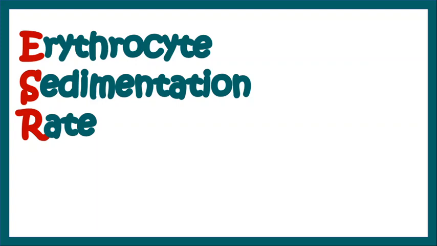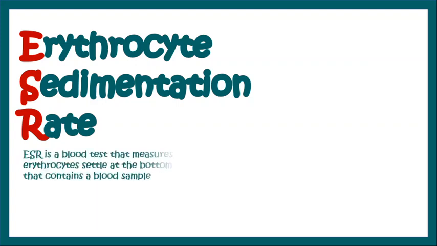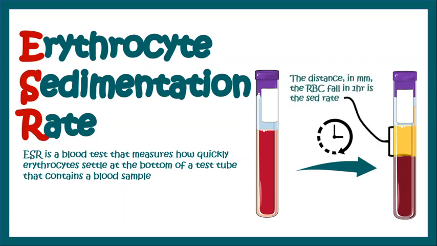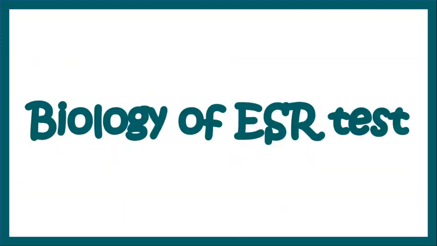So in this video, let us talk about the erythrocyte sedimentation rate or ESR. ESR is a test of blood that measures how quickly the erythrocytes, that is the red blood cells, settle at the bottom of a test tube that contains a blood sample. Now if you take some blood in an anticoagulant added tube and wait for some time, you will see that the RBCs will settle down at the bottom, and the distance in millimeters of RBC fall in 1 hour is the sedimentation rate. Now let us understand what biology plays behind the ESR test.